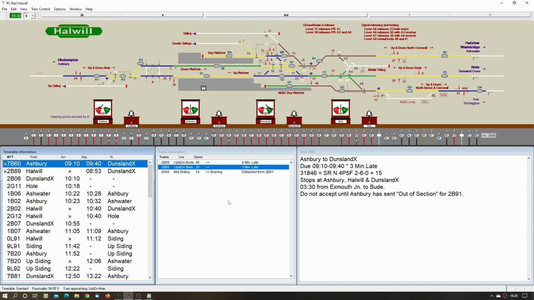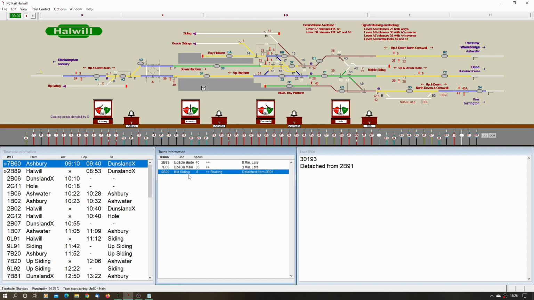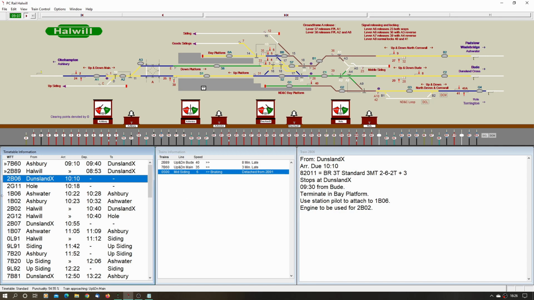Right, so the only thing we've got now is to wait for this class 7 to arrive. It'll be a few minutes late. 3 minutes late, so we'll not be in till 9:13. I'll quickly speed that one on. That one's now slowing down in the middle siding in this station pilot. Not sure when we need that one again, but it will. Oh, here we go. Look, it tells you there. Use station pilot to attach to 1B06.